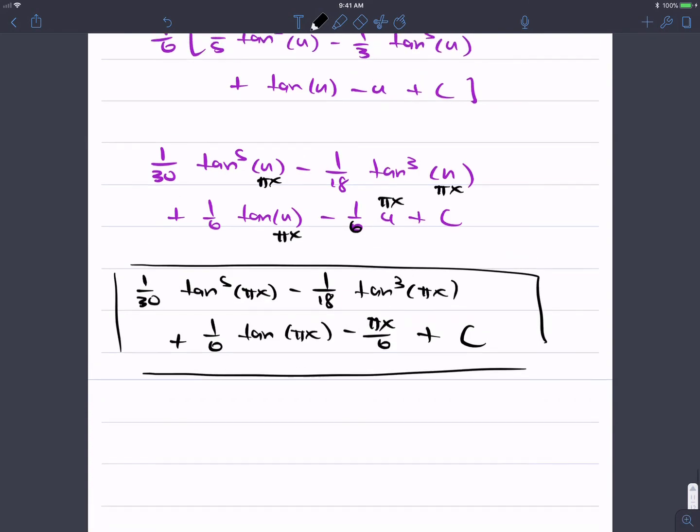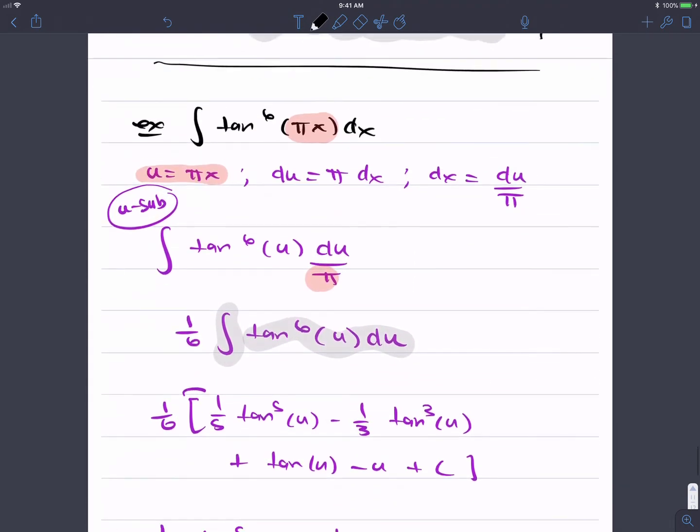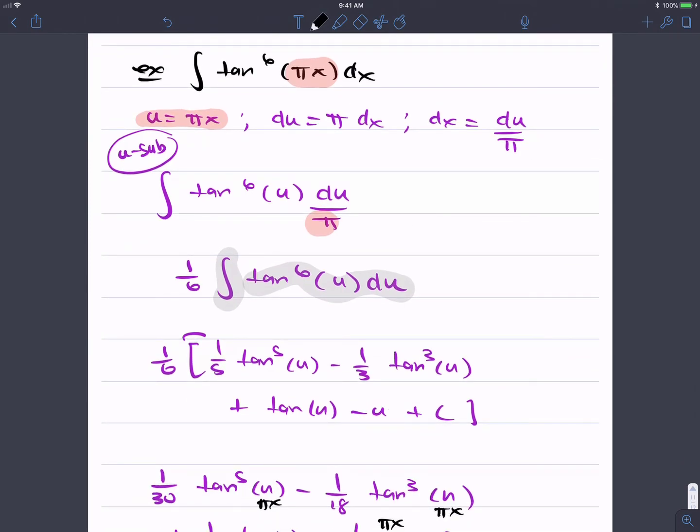Here you go. This is how we handle the u sub version and an even power of tangent only.